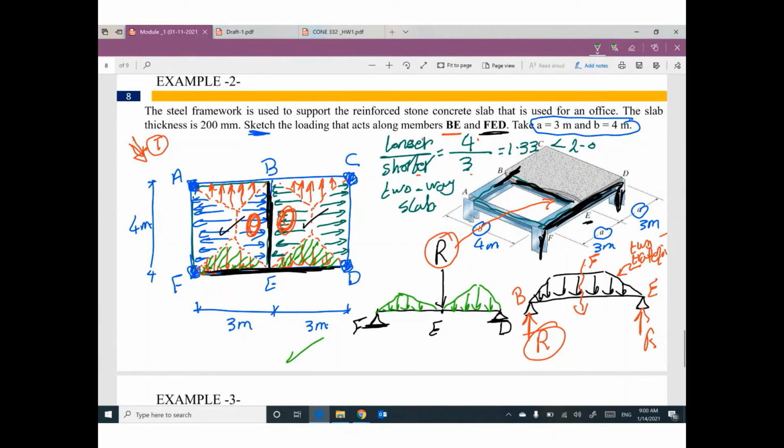Does that make sense? Because I told you, if you have a two-way slab, this slab is supported by this one and this one and this one and this one. So if you would like to draw this beam, FED, this beam will support a portion from the slab, like the triangle here, and we have a concentrated load coming from the secondary beam BE.